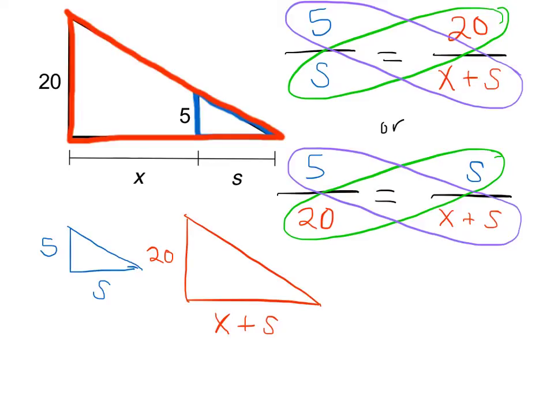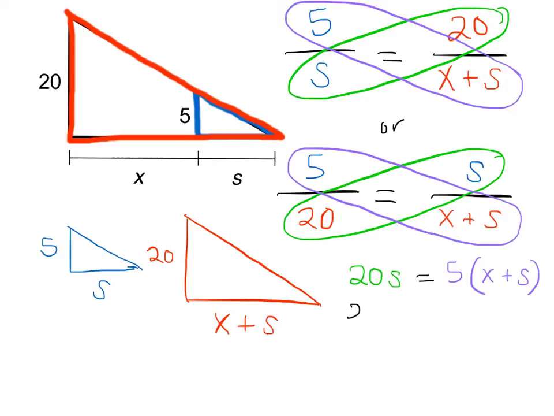So what do we do to solve this? Well, choosing either one, you cross-multiply. So in green, we would have 20 times S, and that would be equal to the purple, which is 5 times quantity X plus S. Now, what do you do with this? Well, you can't actually solve for a variable, but you can get an equation that shows the relationship between how X and S connect to each other.